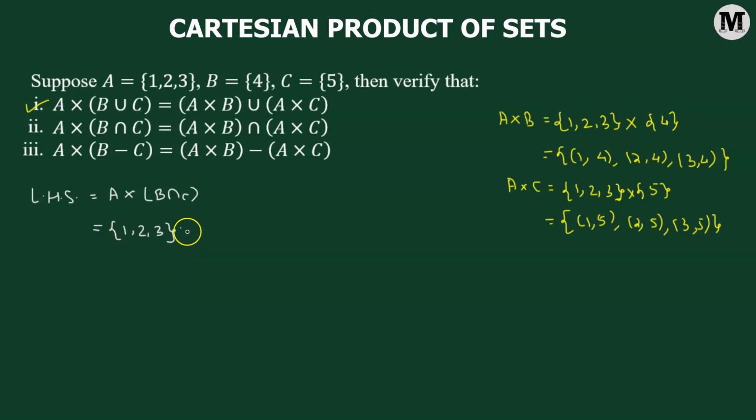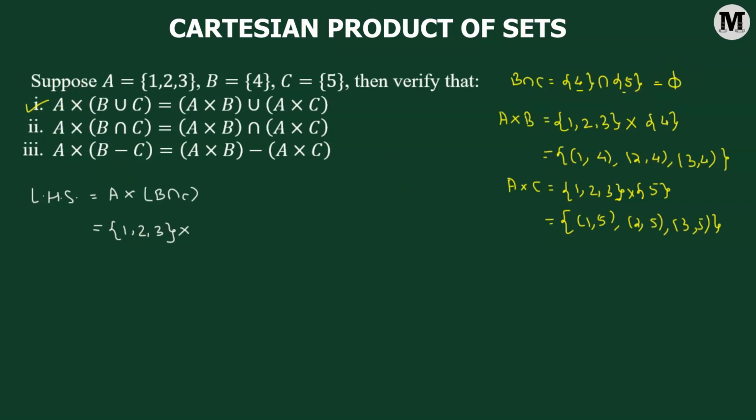We're going to find out its Cartesian product with B intersection C. Let's try to find out B intersection C. Now B intersection C simply means we have the set B containing the element 4, finding its intersection with the set C, which contains the element 5. Since both of them do not have any common element, this is going to give us the null set.